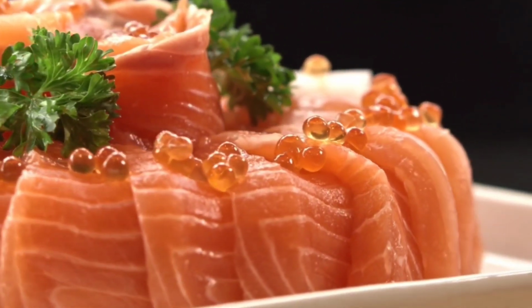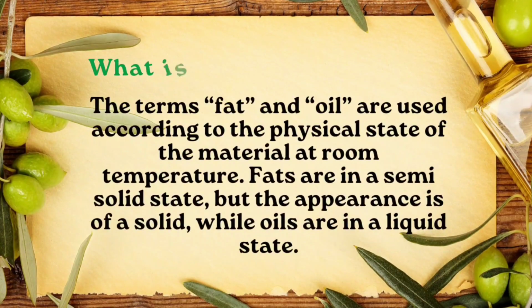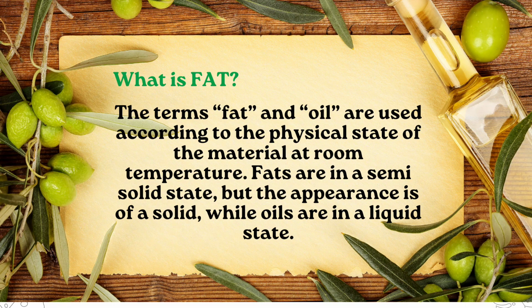Edible fats and oils are used in many products not only to make food palatable but also to make them functional. The terms fat and oil are used according to the physical state of the material at room temperature. Fats are in a semi-solid state, but the appearance is of a solid, while oils are in a liquid state.